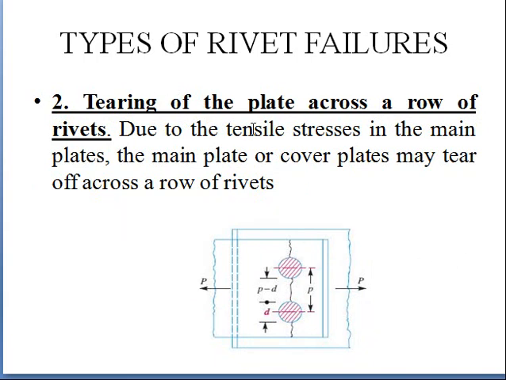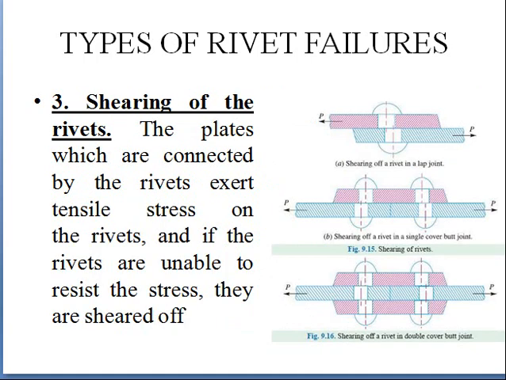And next one is tearing of the plate across the row of rivets like this. This happens due to tensile stress in the main plate. The main plate or cover plate may tear off across the row of rivets. So if it is getting torn off like this, then we call it tearing across the row of the rivets. Next, shearing of the rivets. If the rivet is breaking, then we call it shearing of the rivet.